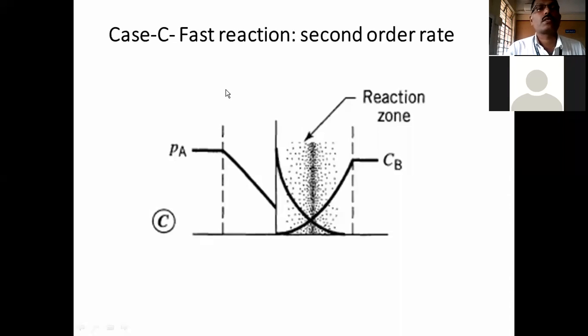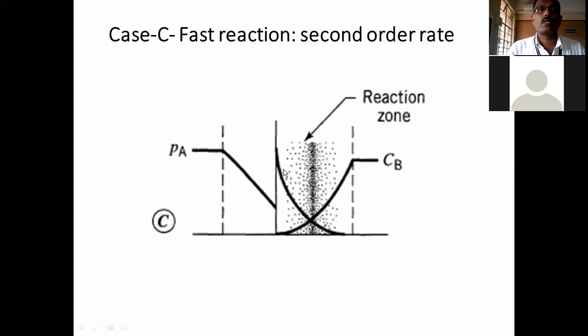Okay. So this second case, case C, fast reaction, second order rate. Case A is the instantaneous reaction. Case B is the instantaneous reaction, same but high CB. Now case C is the fast reaction with second order, same reaction, A plus B gives the product. Okay, same stage will be there. But here what happened? This reaction plane is spread into a zone, and this zone is in the liquid film.